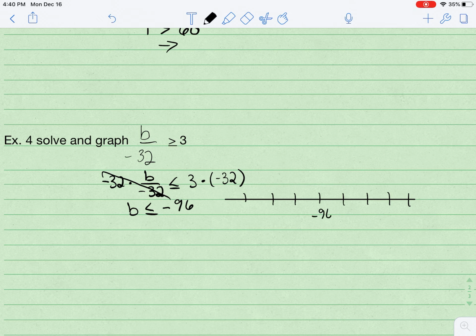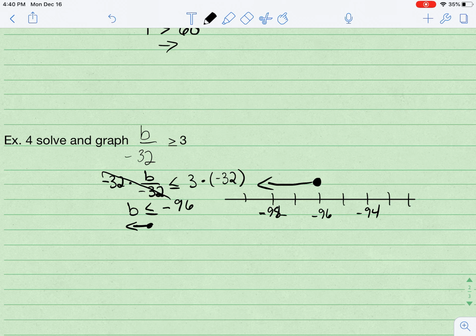Okay, so if this is negative 96, this would be negative 98. This would be negative 94. Okay, now this is a less than or equal to, so we're going to go to our negative 96, put a closed circle there. Okay, all values that are less than that are going to be to the left. Once again, look at the way the inequality is pointing, and that's the way our arrow is going to go. And we just start our point at our negative 96.